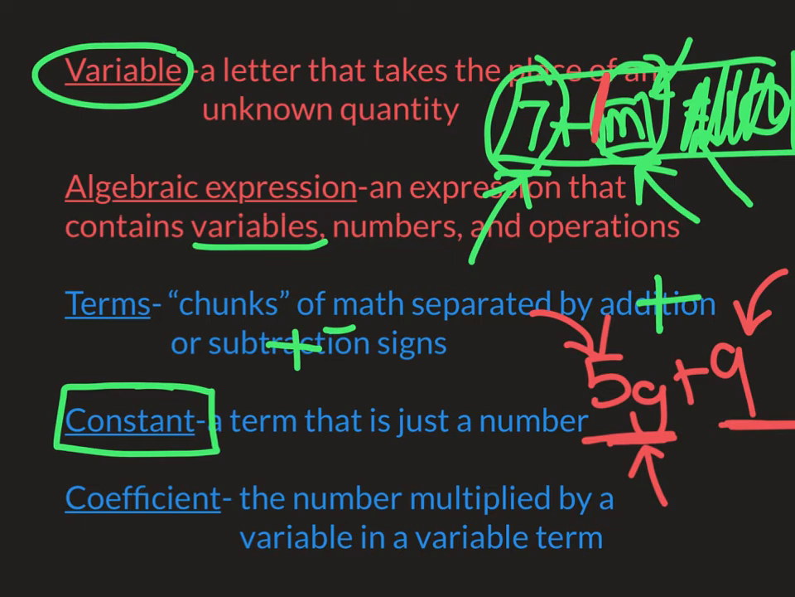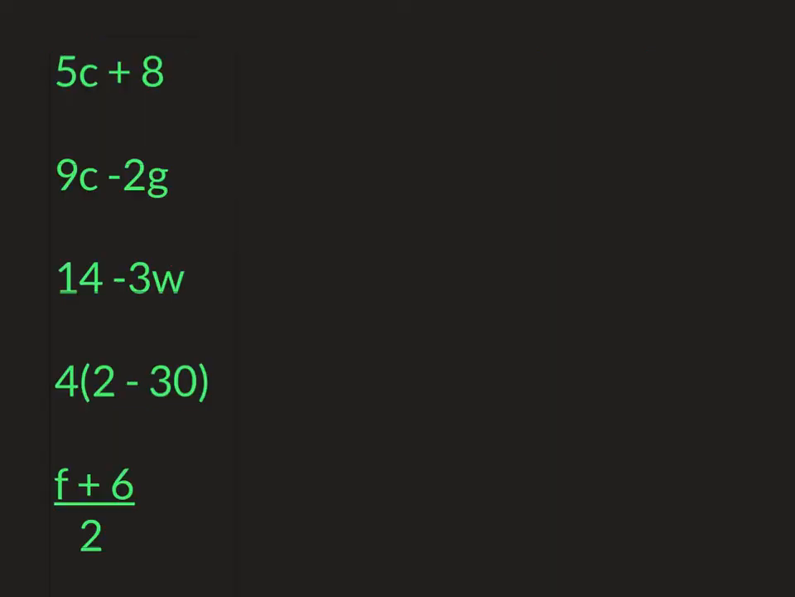But repetitive addition is what we call multiplication. That's why we write 5 next to g, and that means 5 times g. So our coefficient is 5. Our letter, which is our variable, is g. Our 9 is our constant term.